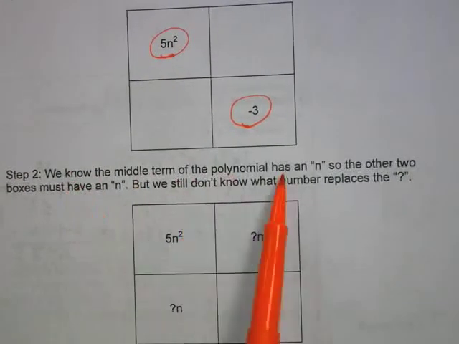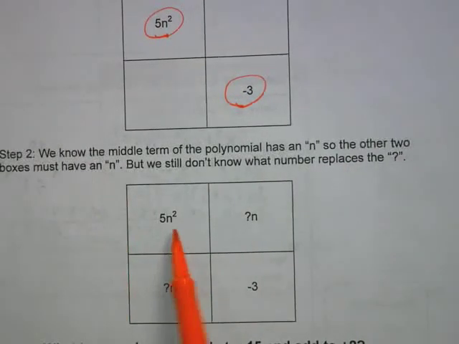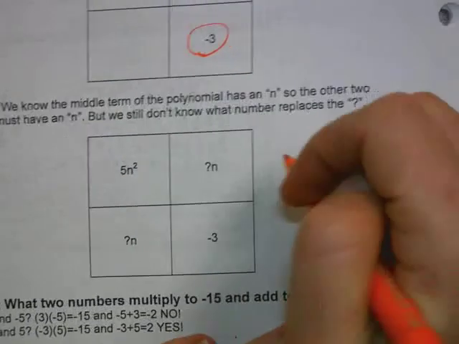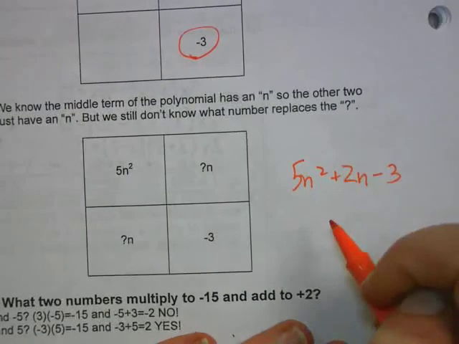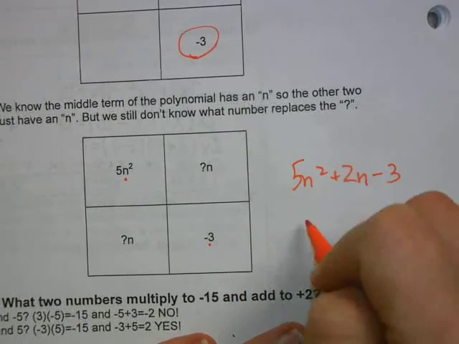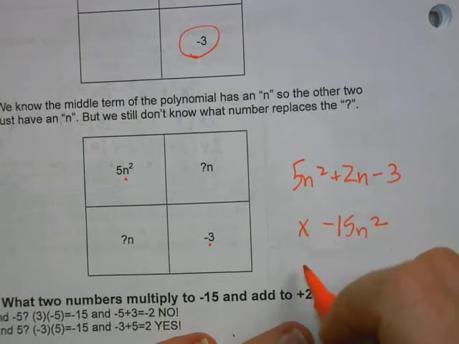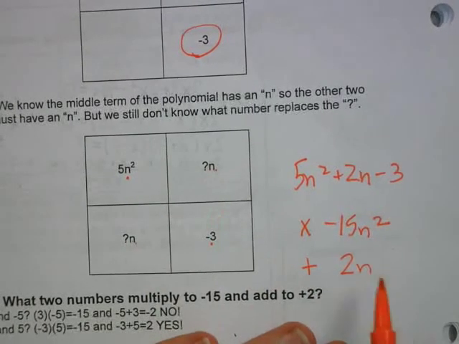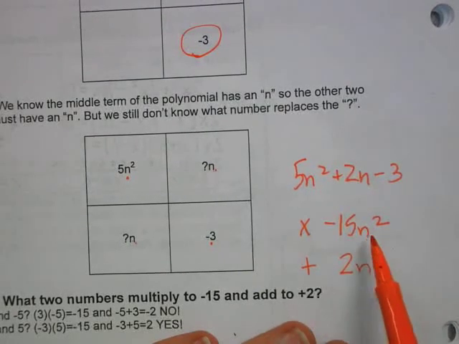So it says step 2. We know the middle term of the polynomial has an n, so the other two boxes must have some kind of n, okay? N times n is n squared. That's how we're getting that. So I'm going to rewrite the equation right here: 5n squared plus 2n minus 3. We have the 5n squared, we have the negative 3, and I want to say what multiplies to negative 15n squared. We include the variables now. And what adds to 2n. That's why the n's are there, because something plus something in the n's is going to be 2n, and n times n is n squared.